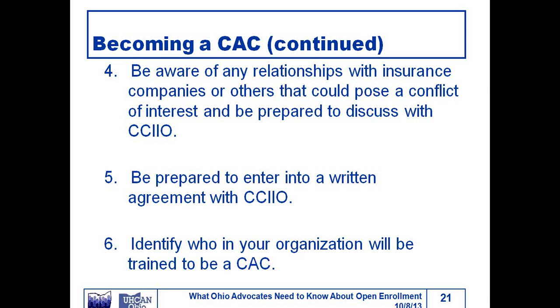Again, Kathleen mentioned earlier that there were a couple of navigator organizations that had some conflicts and that they were associated in some way with either a health provider organization or an insurance company. So if you have that kind of relationship, you do need to think about it. You need to be prepared to enter into a written agreement with Societal. And again, Societal is part of Health and Human Services. And you have to identify who in your organization will be trained to be a CAC. So you'll have to identify all those persons.